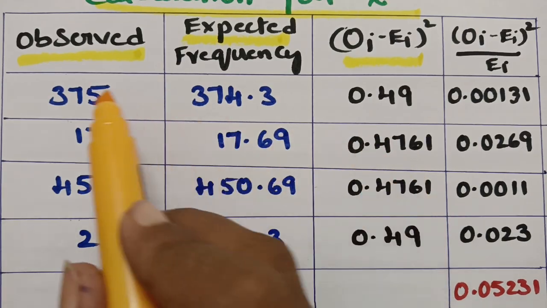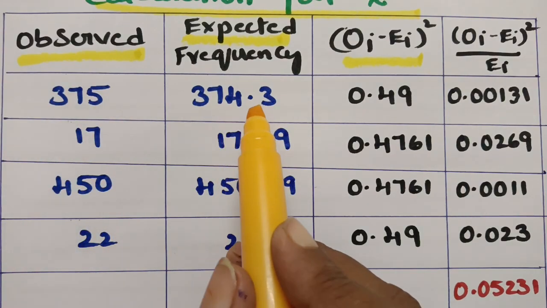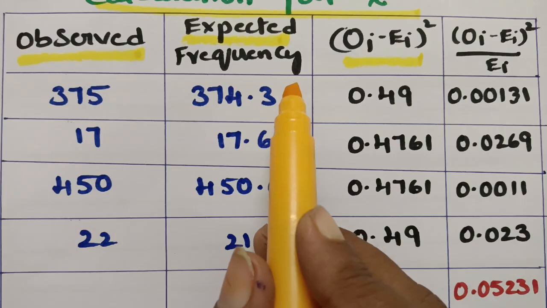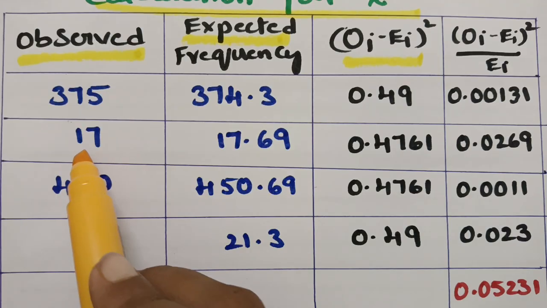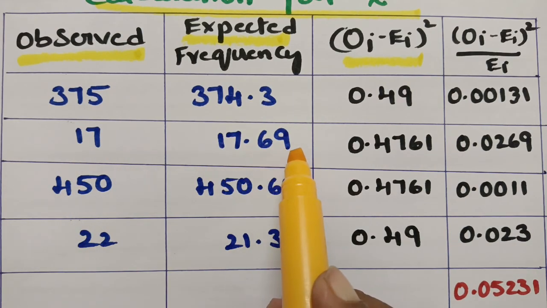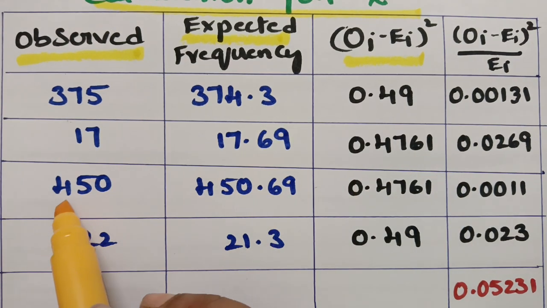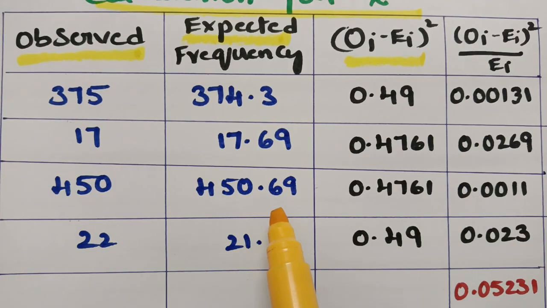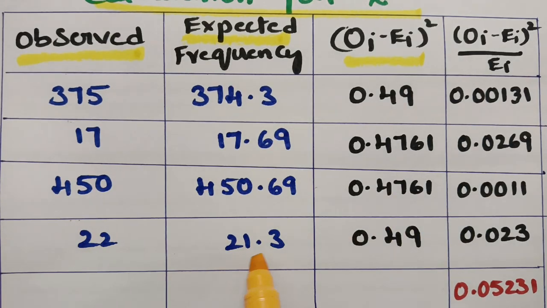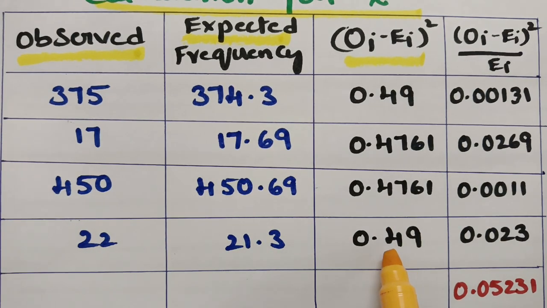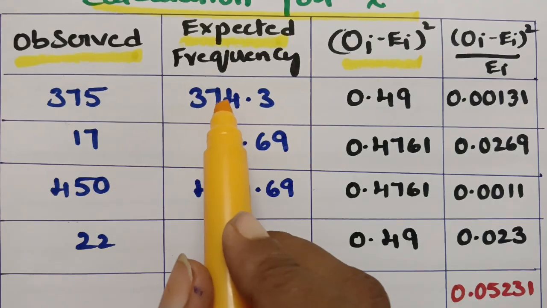And next thing here is we have to make a subtraction, OI minus EI. 375 minus 374.3 whole square. So after making the subtraction, we have to square it, that will be 0.49. 17 minus 17.69 whole square, the value here is 0.4761. Use your calculator. And 450 minus 450.69 whole square is 0.4761, and 22 minus 21.3 whole square is 0.49.